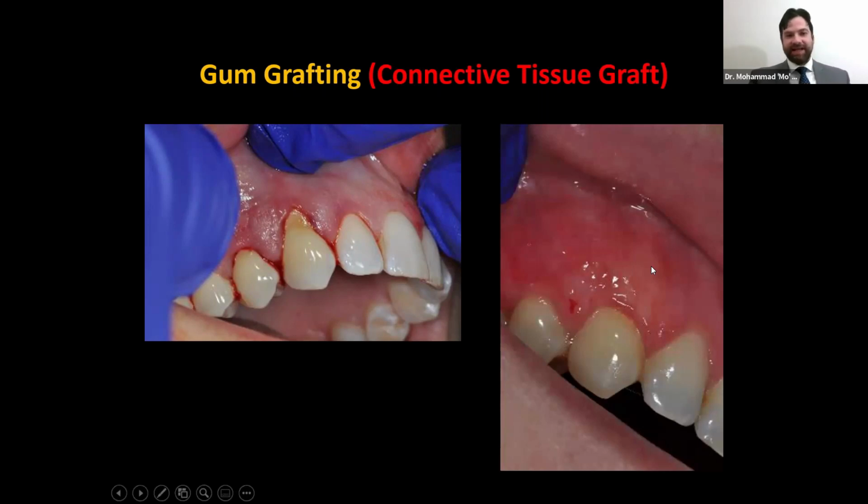Complete root coverage. The tissues are really bulky and thick. We have got attached gingiva. We've got increase in the vestibular depth. And this thing is what supports the tooth now. So when you have missing buccal bone, what you need is a really nice band of connective tissue graft that will stay, will protect the tooth.